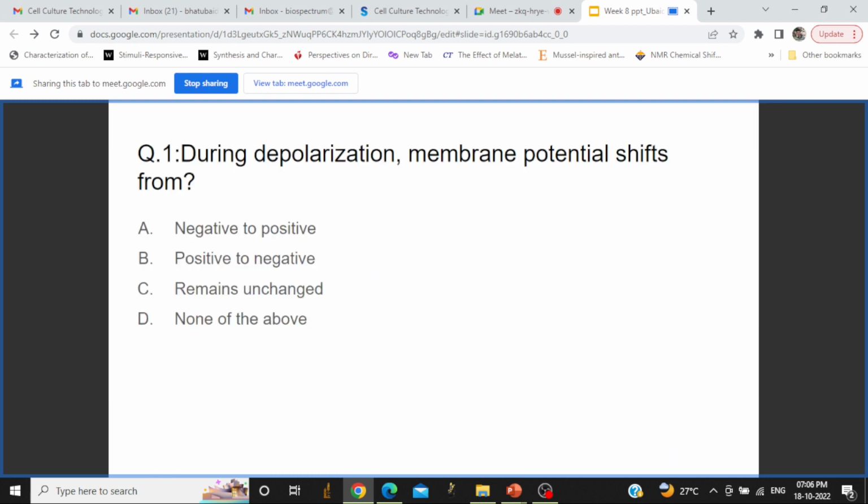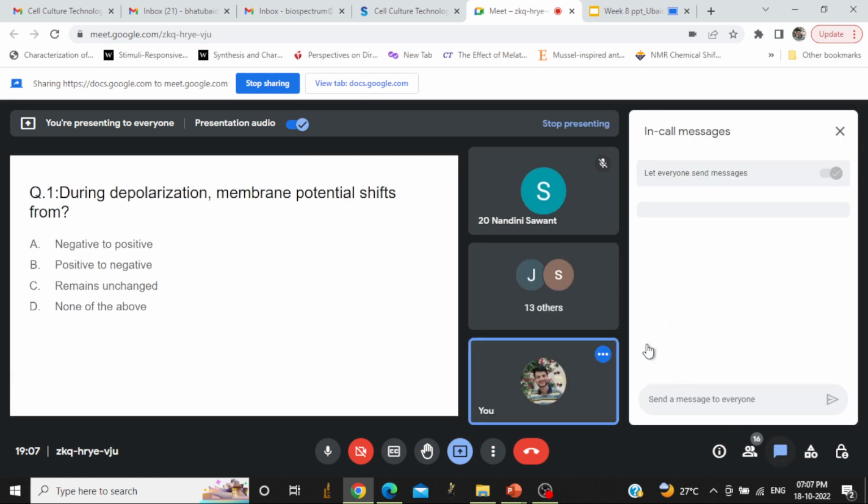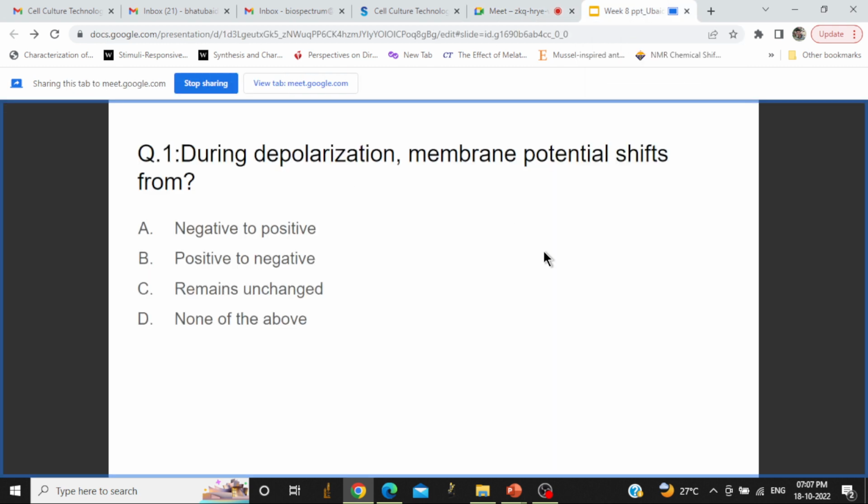So the first question is, during depolarization, membrane potential shifts from: positive to negative, negative to positive, remains unchanged, or none of the above. What is the answer? You can write in the chat box. Some of you have answered it correctly. As you know, in the depolarization phase, the sodium ions move inside the cell, and the membrane potential shifts from negative to positive.